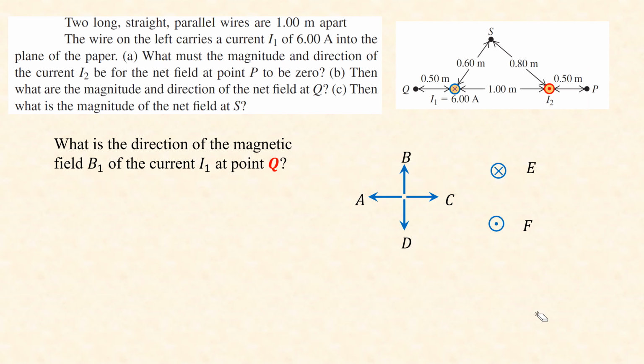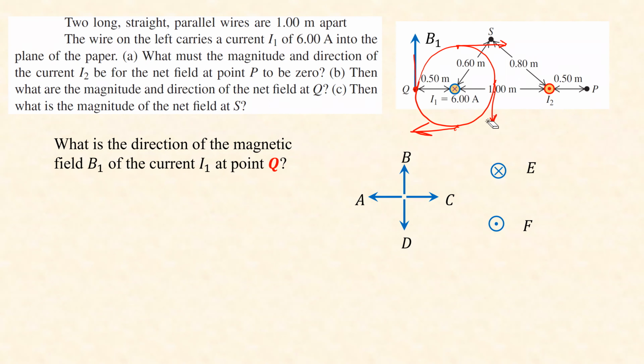What is the direction of magnetic field B1 of the current I1 at point Q? Can you tell me? Up. You said B up? Yes, very good. So it is this way because you can put your thumb in the direction of the current and you see that the field is circulating this way. So it means that at this point it is up, at this point it will be down, at this point it will be this way. At any point it is different, but at this point, Q, it will be up. All right.